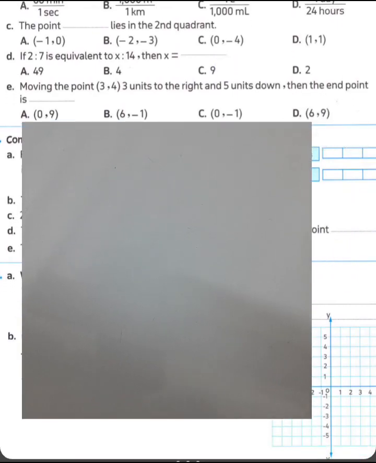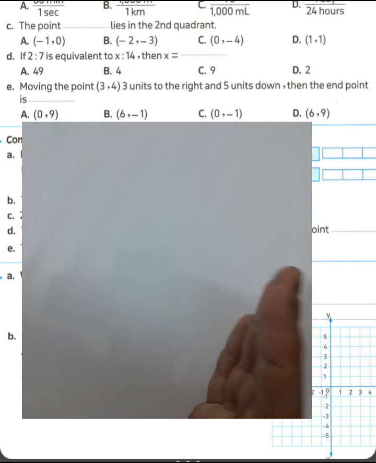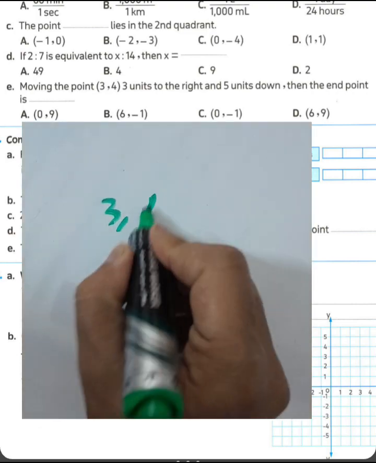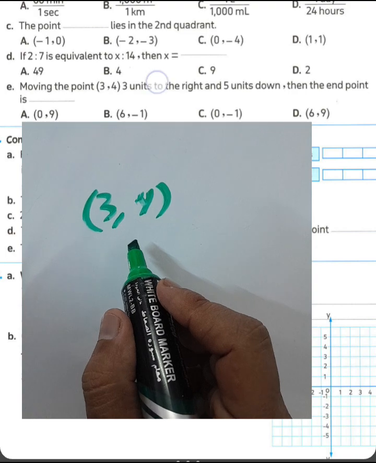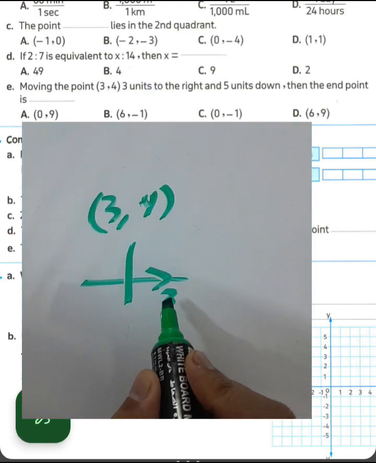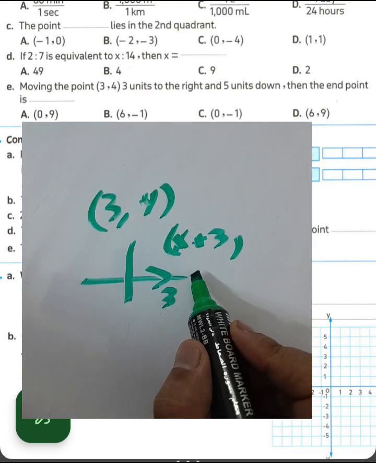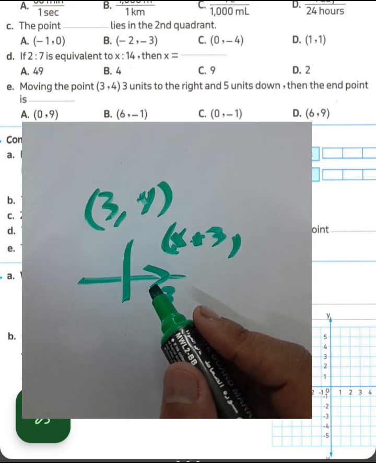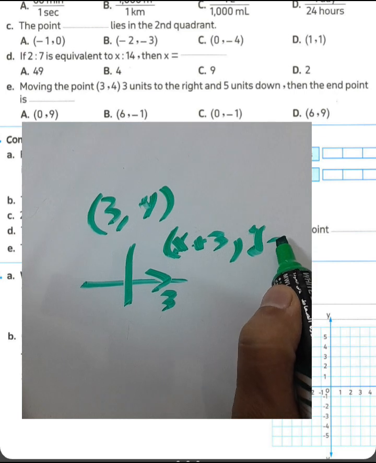Moving the point (3, 4) 3 units to the right and 5 units down. Okay, we have this point (3, 4). We must move this point 3 units to the right. Moving 3 units means x plus 3, and then up or down, 5 units down. 5 units down means y minus what?